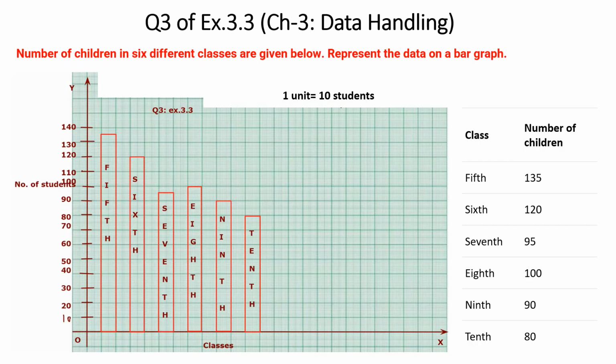Moving on to, so in the third question it is given that number of children in 6 different classes are given below. You have to represent the data on a bar graph. Okay, so here I have drawn the bar graph. You can have a look over here. Whenever we have to draw the bar graph, there are certain things that we have to keep in mind, always, whenever we are drawing any bar graph or double bar graph.